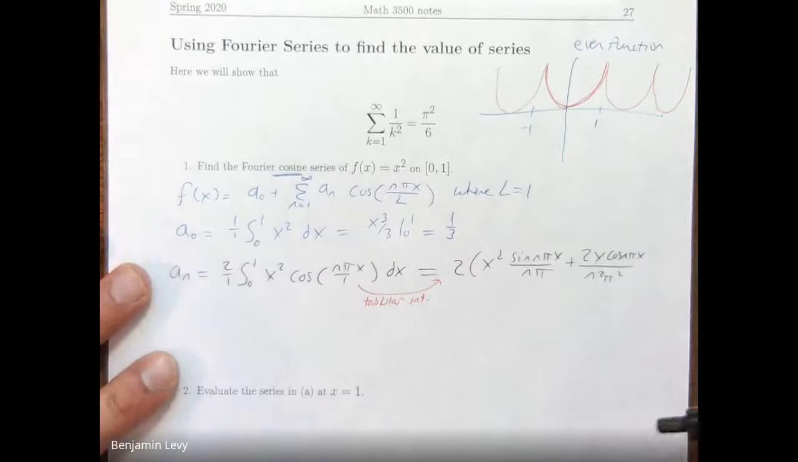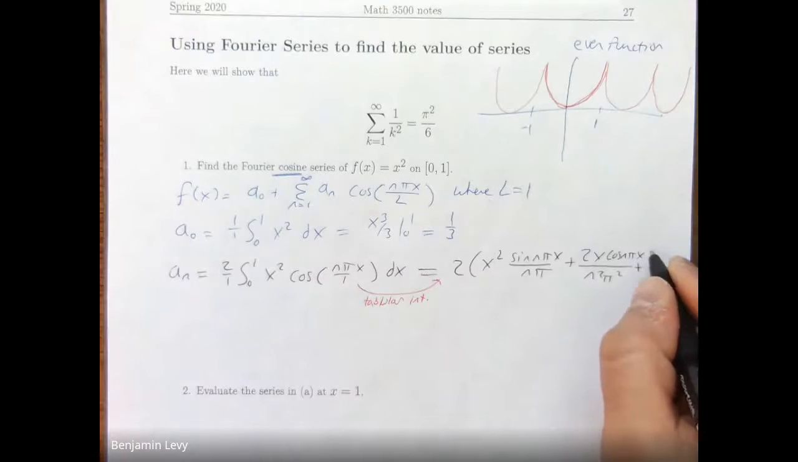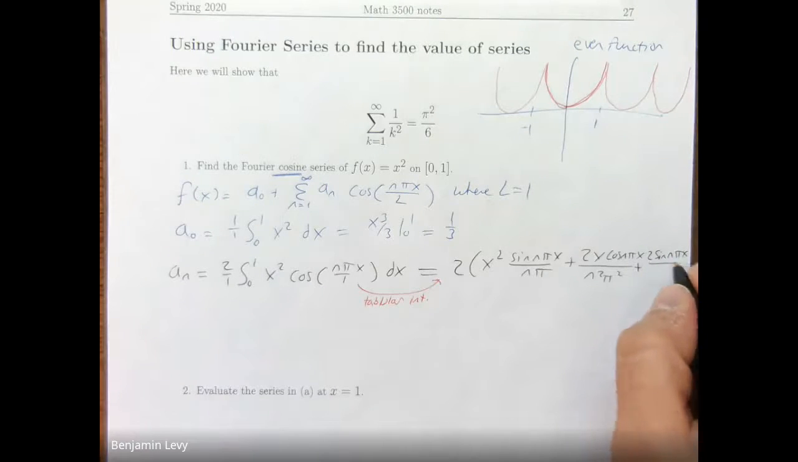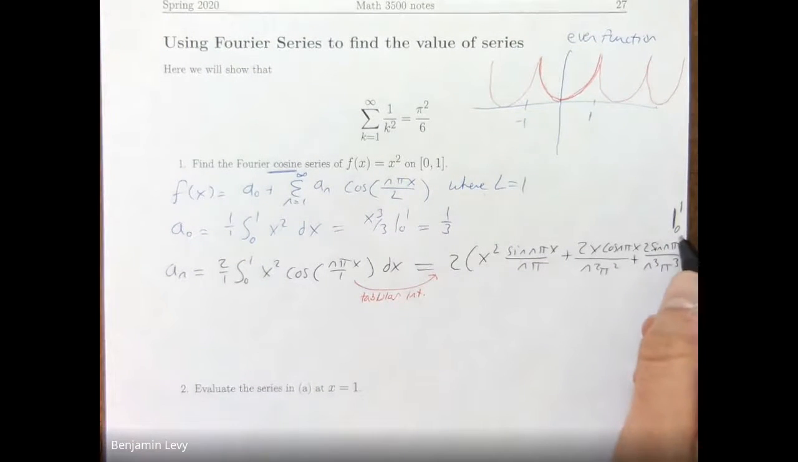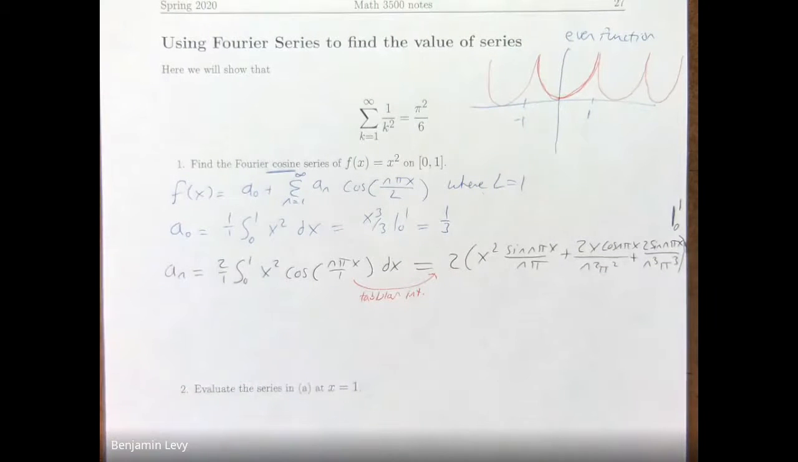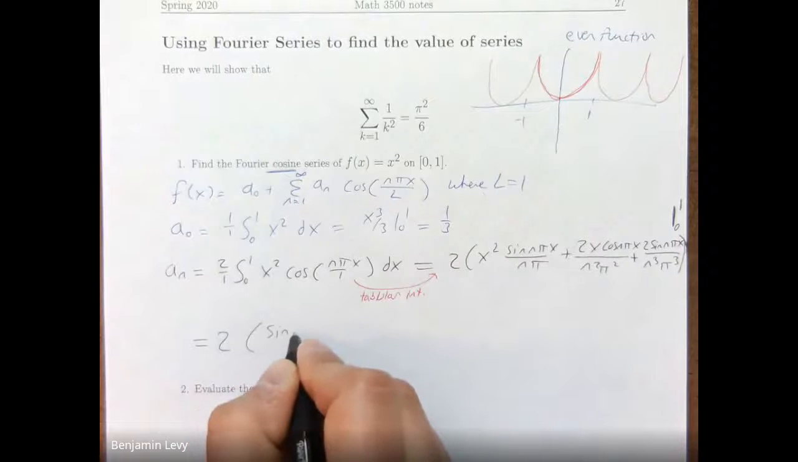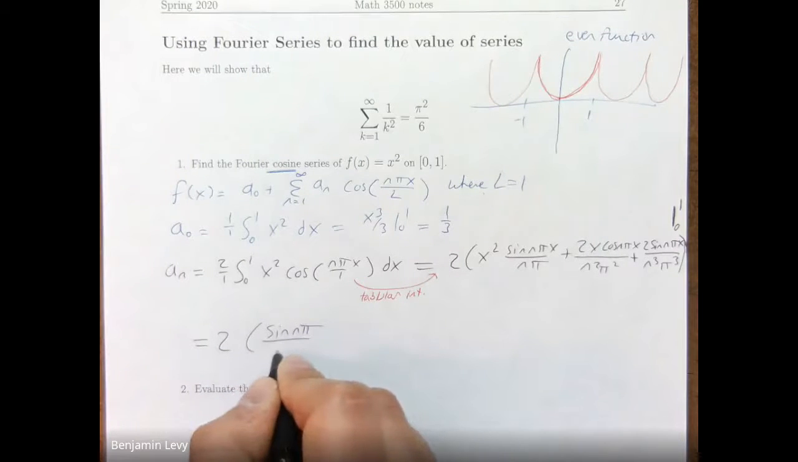And I don't have a lot of room, but I am going to try to cram in another term here. 2 sine n pi x over n cubed pi cubed. And this needs to be evaluated from 0 to 1. There's a parenthesis right there. Okay. And so I'm actually going to plug those numbers in and then try to rationalize what we get. So when you plug a 1 in, you get this sine n pi over n pi.